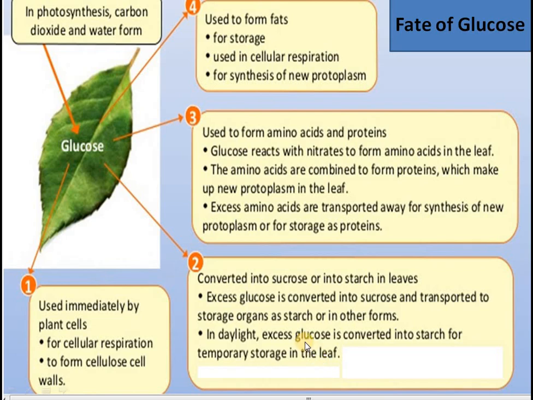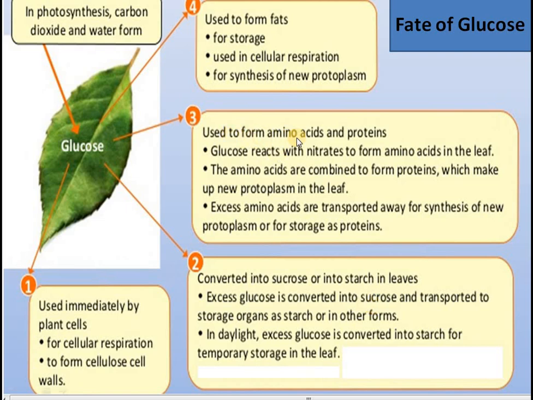So whenever the plant has excess glucose, it will convert it into sucrose or into starch. When sucrose is formed, it would be transported to different storage organs. What are the storage organs of plants? It can be any fruit, any vegetable, any edible part, or the leaves where the starch is stored. It can be seeds, flowers, or a growing bud where the stored food can be utilized.